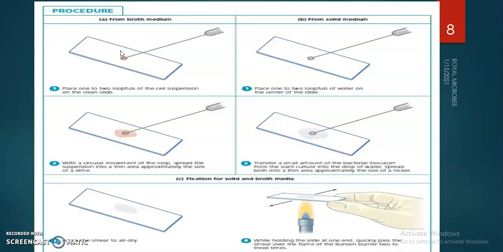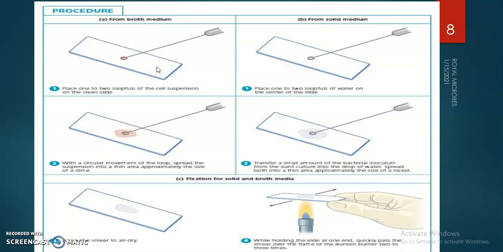This is the procedure. Here we can see, if it is a broth medium, that is a liquid medium, we can directly apply the culture onto the clean slide. If it is a solid medium, we have to place at first one or two loopfuls of water on the center of the slide. Then we have to add the solid culture. Then only we can spread it to form a thin smear.